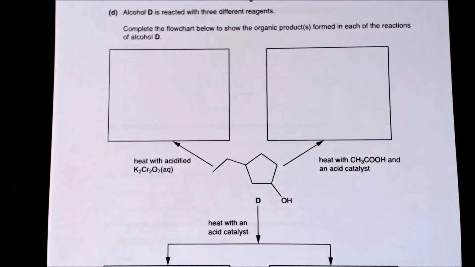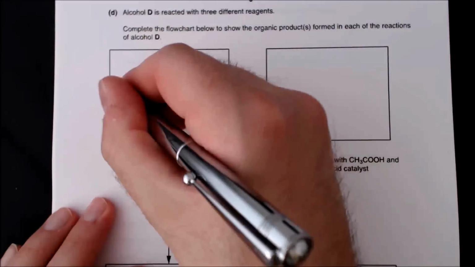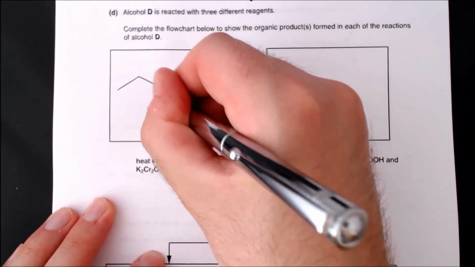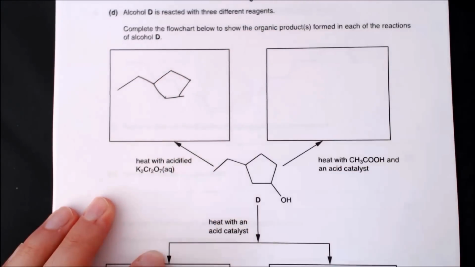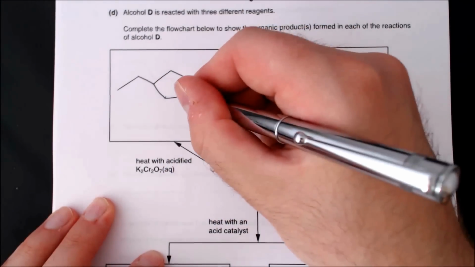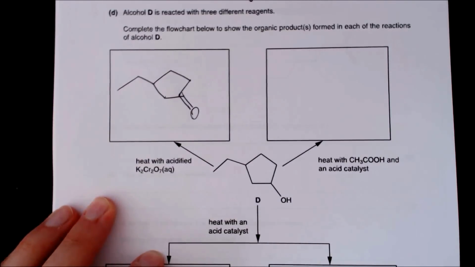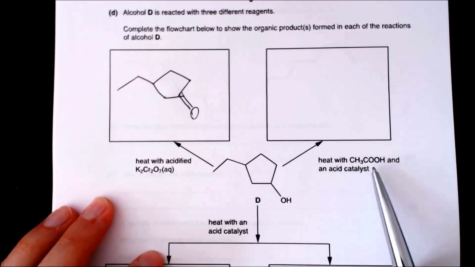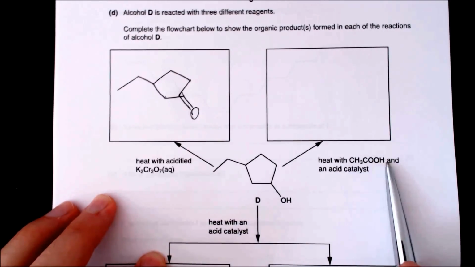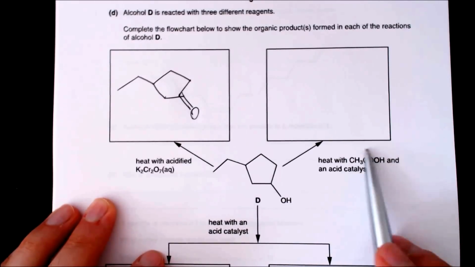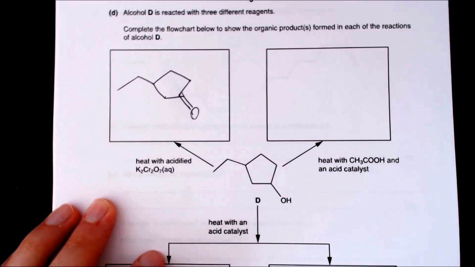So all we have to do is draw this product, except turn that into a ketone. So it's going to be 1, 2, 3, 4, 5, 6, 7. And then coming off here, we have a double bond O. Okay, so that's your ketone. All right. And it then says heat with ethanoic acid and an acid catalyst. So this is an alcohol and an acid with an acid catalyst. This is going to be esterification. So we're going to form an ester here.